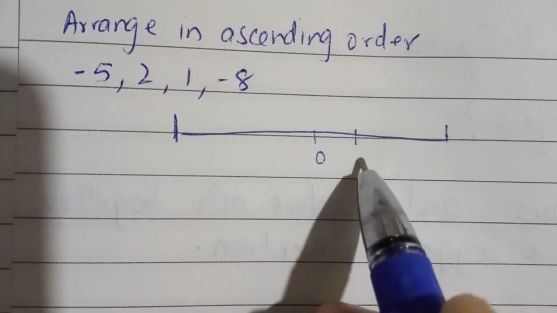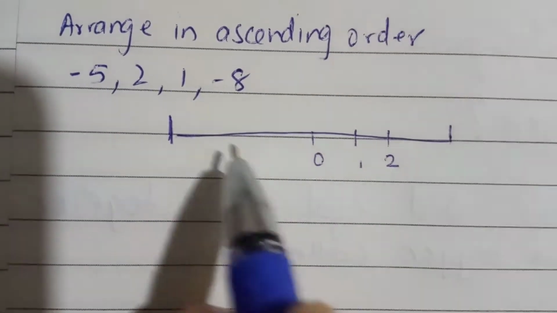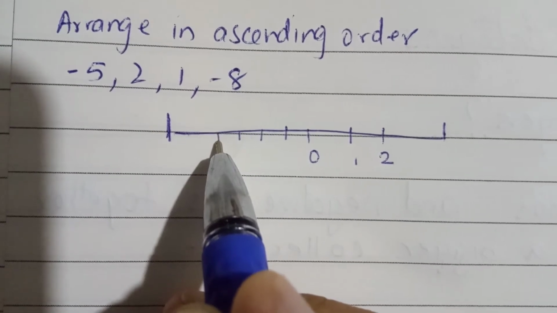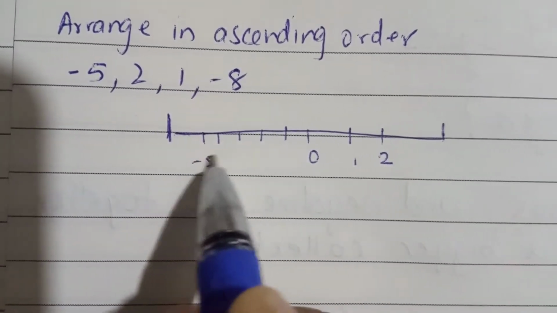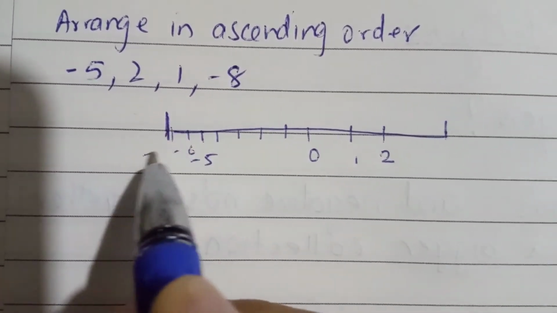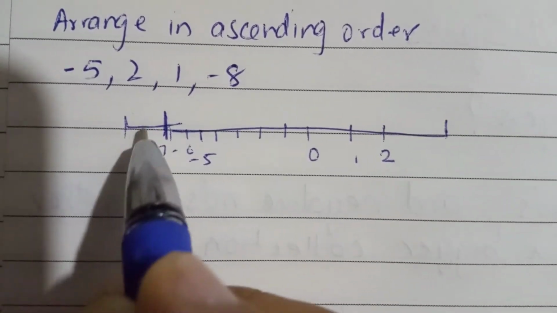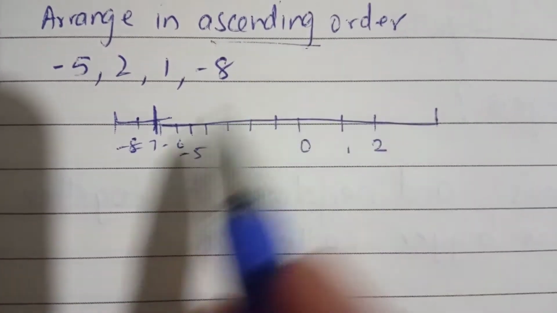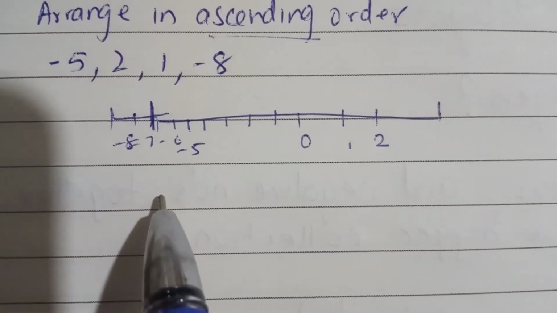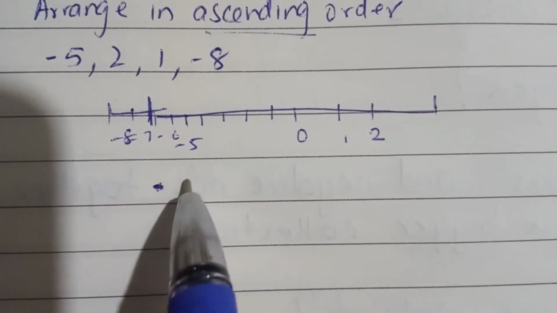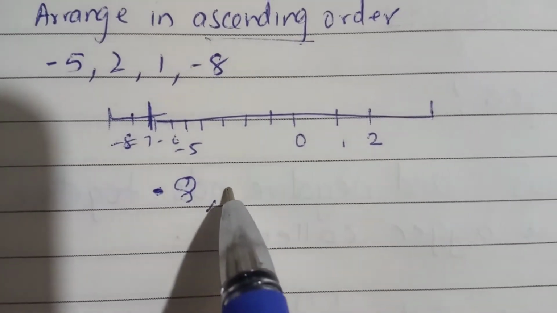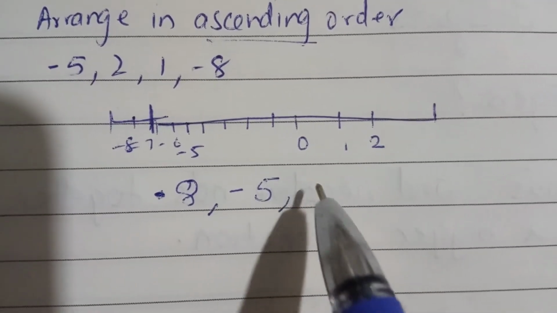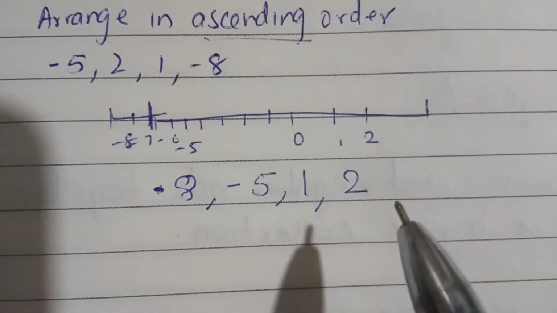For understanding, I am drawing a number line on the basis of these numbers given. On the right hand side you have numbers till 2 and on the left hand side you have till minus 8. So draw as the numbers are given and you will get to know how to arrange them in ascending order. As I told you, ascending means smallest to biggest. So the least will be the number which is on the left hand side at the last. So minus 8, minus 5, then comes 1 and then comes 2.